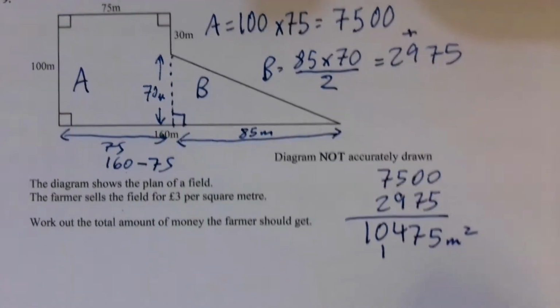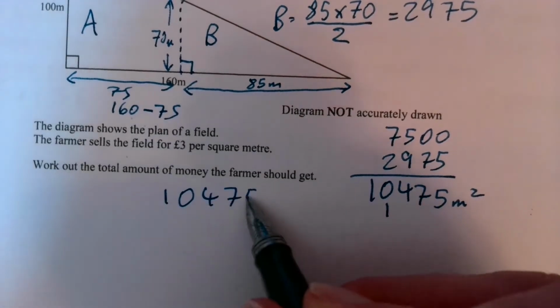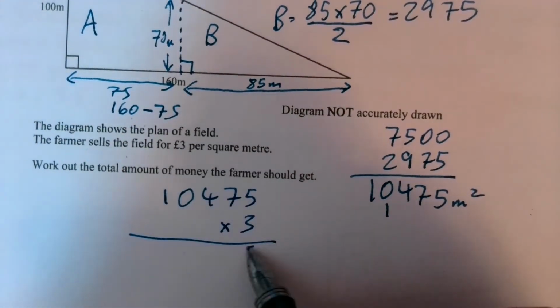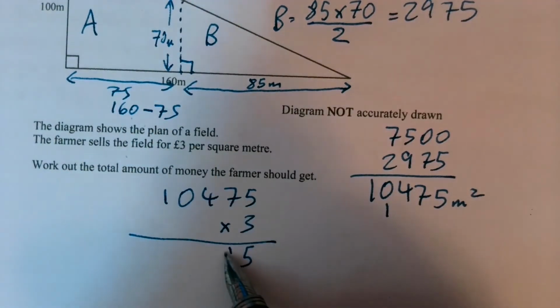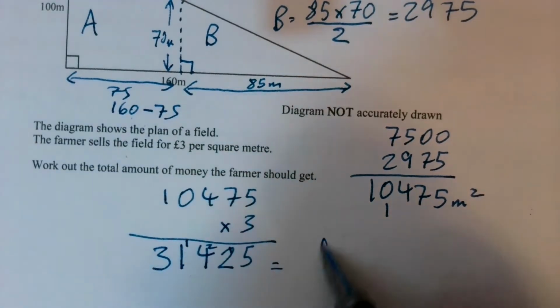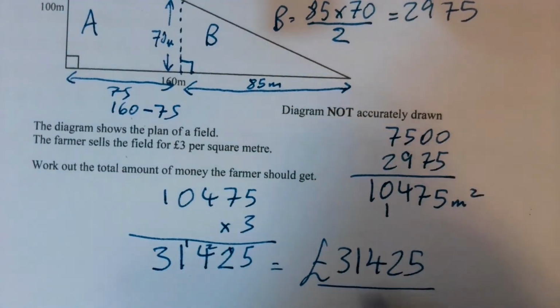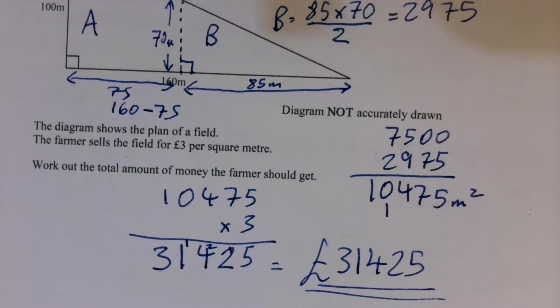So we need to multiply that by 3. So I'm just going to do that here. 3 5s are 15, carry the 10. 3 7s are 21, add 1 is 22. 3 4s are 12, add 2 is 14, 3 zeros are 0, add 1 is 1, and 3 1s are 3. So that gives us our final answer of £31,425. Okay, and I think that's a very doable 5 marks. In the foundation paper, you'll get some nastier questions like that. You want to look for these questions and really give them a good go.